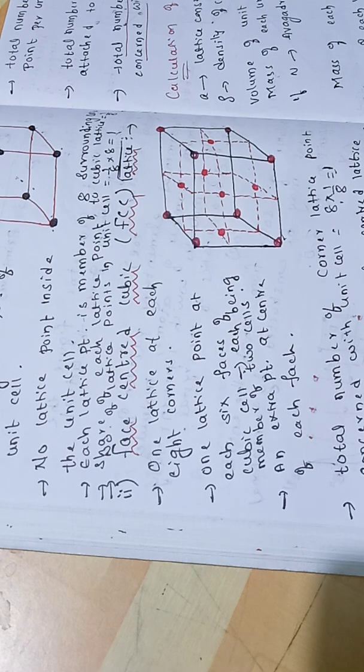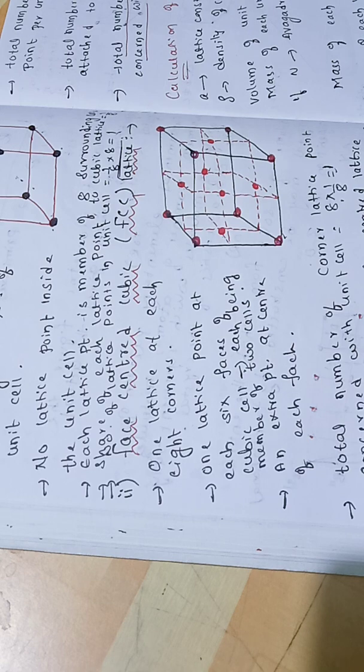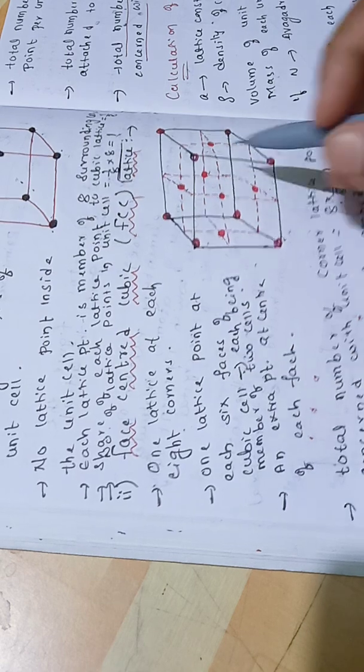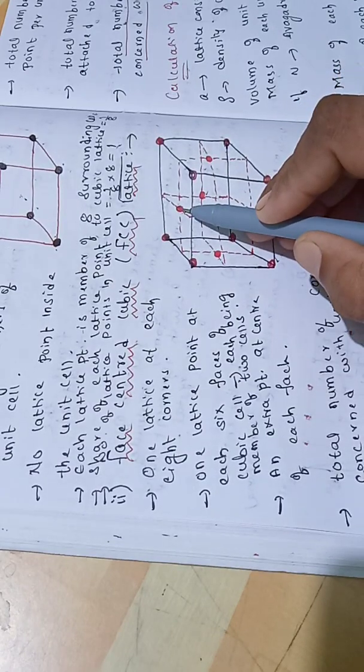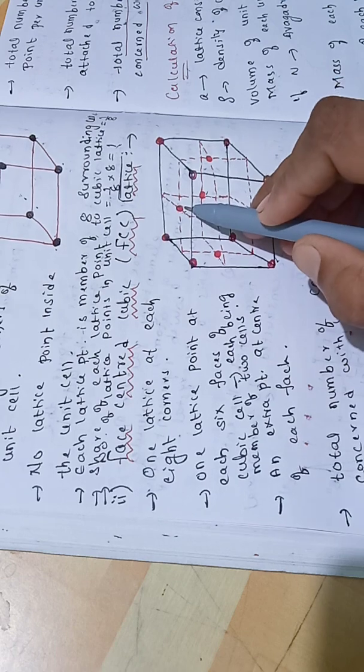Okay, they are surrounded by 2 unit cells. So now here what happens? Again each being the member of 2 cells, no? The share will be 1 by 2, no? 1 by 2 plus 1 by 2, 1.